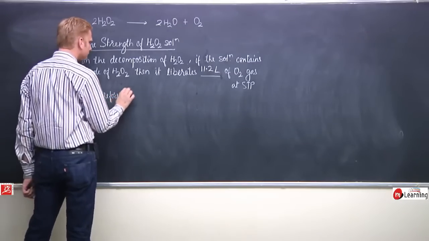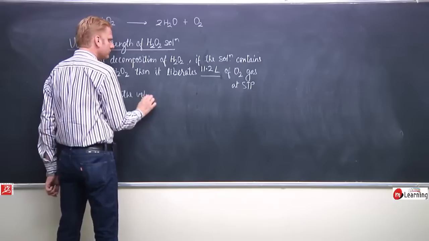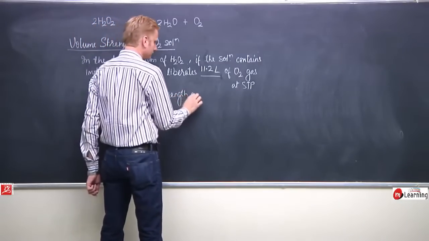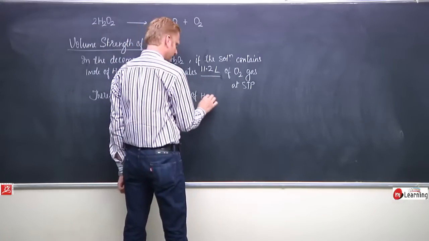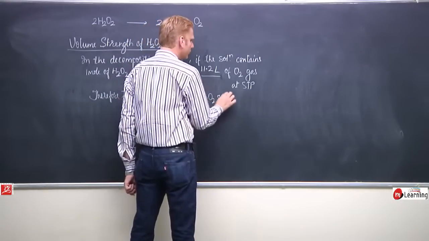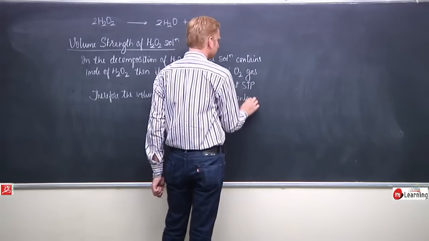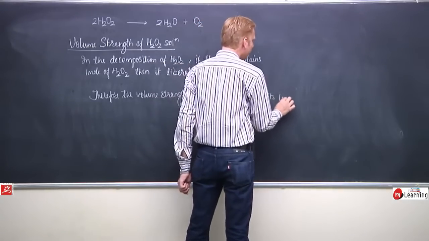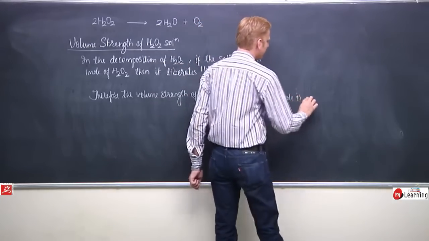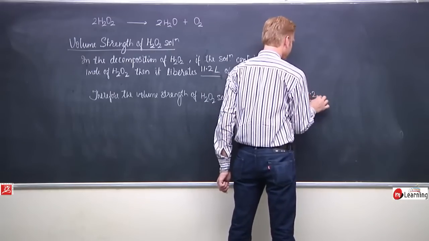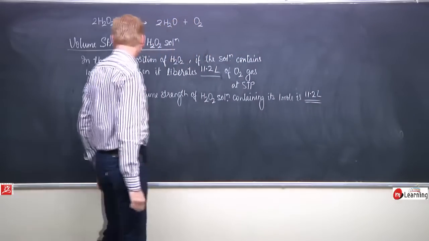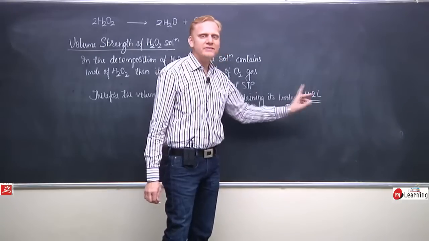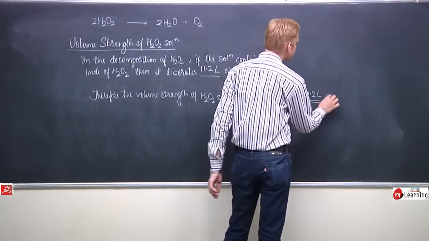Therefore, the volume strength of H2O2 solution containing its 1 mole quantity is 11.2 liter. The volume strength of H2O2 solution containing its 1 mole is 11.2 liter. Of course, this is expressed at STP.